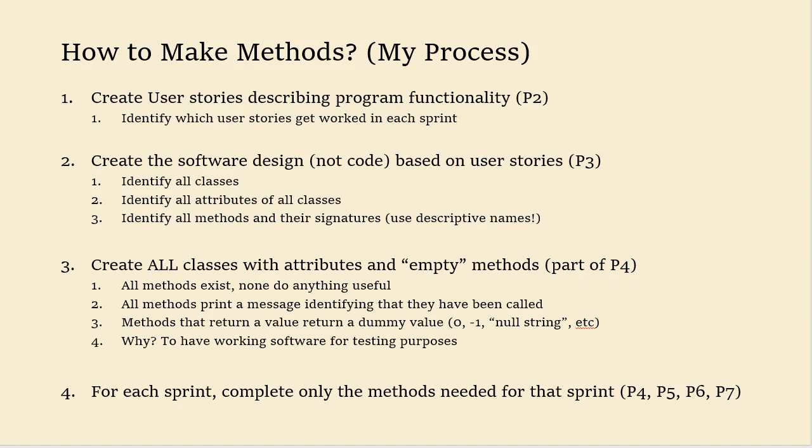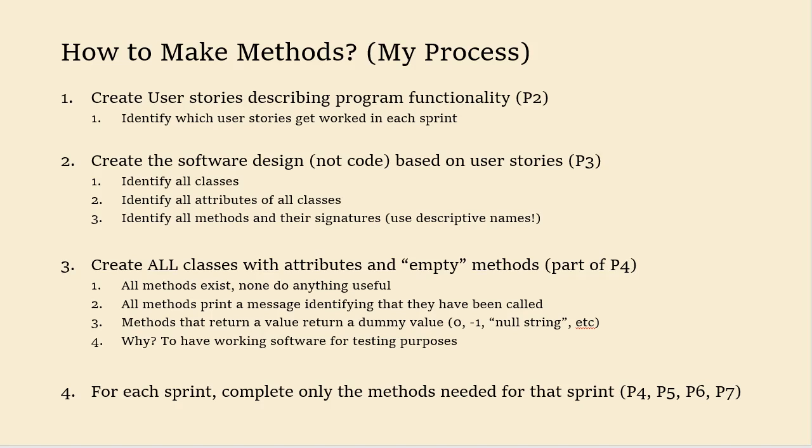And then how do you do it? Here's my process. I create my user stories. This is what we're going to talk about next week. Basically, I describe the functionality that I want my program to have. Then I create the software design, not the code, the software design. And the way I do that is I say, okay, in order to do this job, I need an object to do this, an object to do this, an object to do this. So I'm identifying all of my classes.